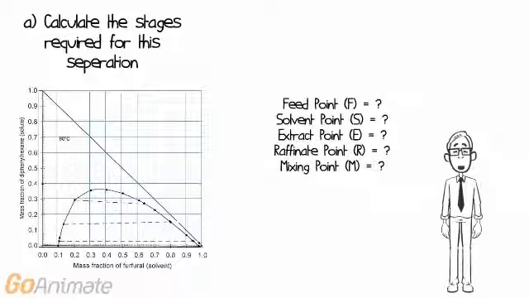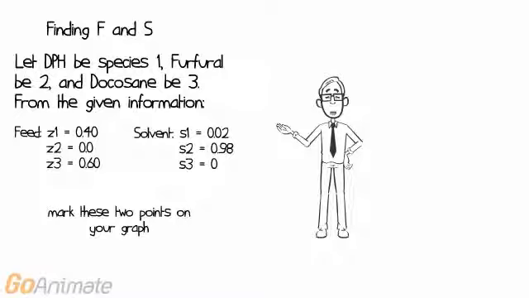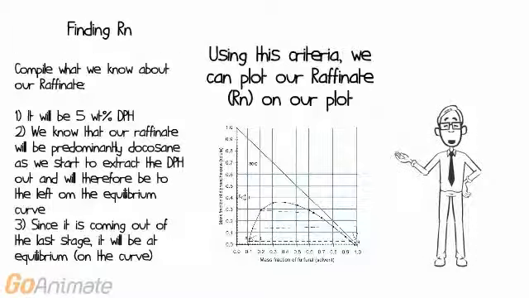Now that we have set up our graph, we must calculate our feed, solvent, extract, raffinate, and mixing points so that we can complete our plot. We already know the feed and solvent points for our system because they are given to us in the problem statement. Using these numbers, plot both the solvent and feed points. We also know enough information to solve for our raffinate. Using the information given to us, we can find that the raffinate is to the left, on the equilibrium line at 5 weight % composition.